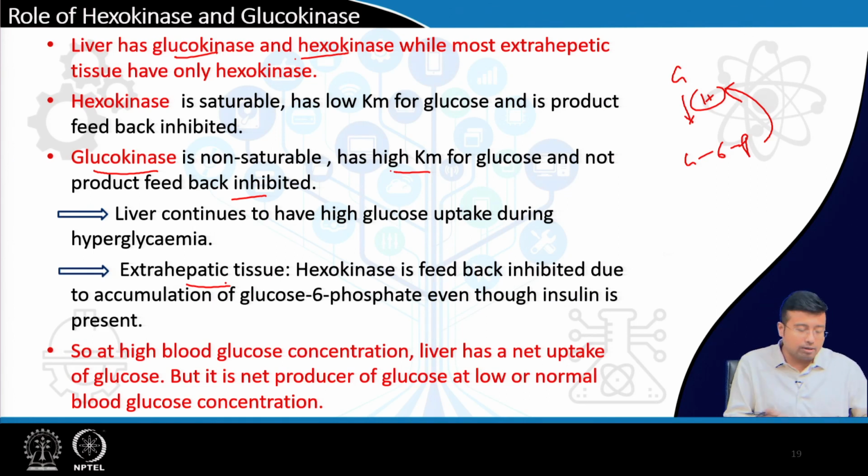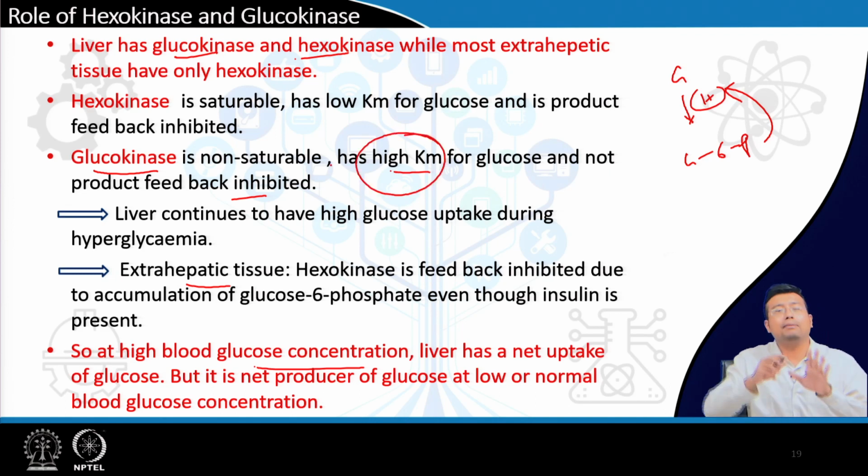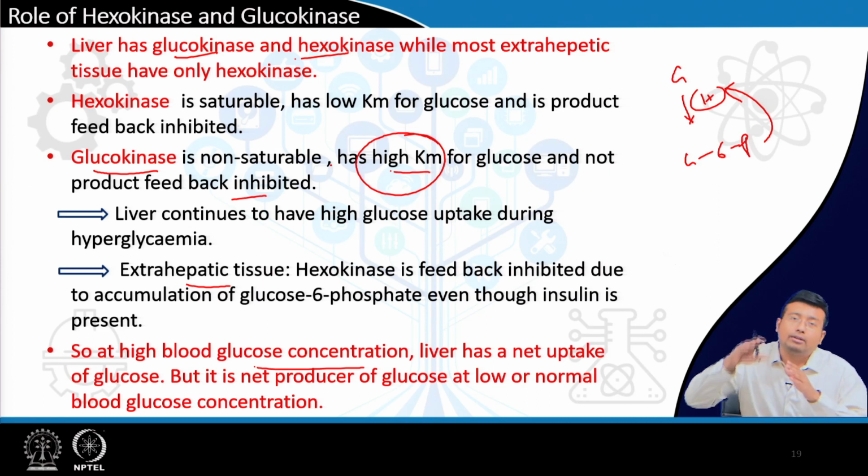So, this all leads to one summary: at high blood glucose concentration, the liver has a net uptake of glucose. But the beauty is, imagine the glucose concentration is low. Now the brain and peripheral tissues all need glucose, and the control of insulin is gone and we need glucose to be converted to glucose 6 phosphate, right. However, since the Km is inversely related to the affinity, and glucokinase has high Km, the liver does not take up excess glucose when the glucose level is low.